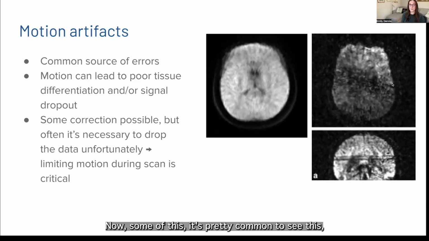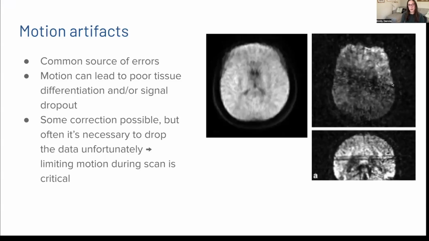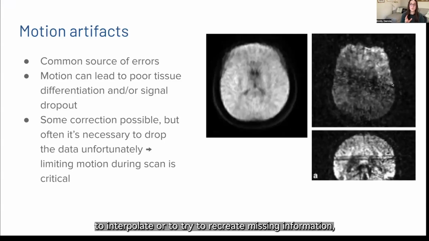Now, it's pretty common to see this, and it's not always a huge problem. If it's just a few slices or a few volumes, usually that's okay. There can be some correction possible to interpolate or to try to recreate missing information, but sometimes it is necessary to drop the data, unfortunately, if it happens in too many slices and too many volumes. So this is why limiting motion during the scan really is critical. Because if we just haven't been able to collect the information, there are sometimes limited options to approximate it or recreate it.